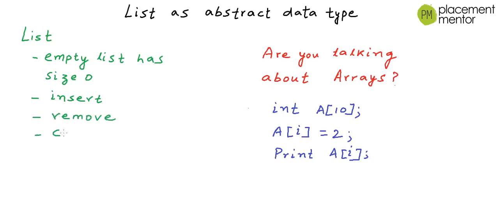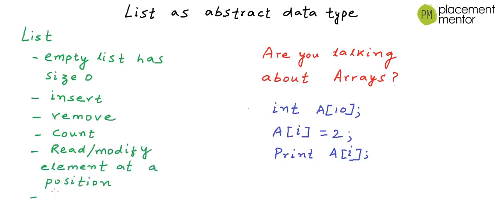I can count the number of elements in the list, and I should be able to read or modify element at a particular position in the list. And I should also be able to specify the data type for the list. So while creating the list, I should be able to say whether this is a list of integers or whether this is a list of string or float or whatever. Now I want a data structure which is implementation of this dynamic list. So how do I get it?